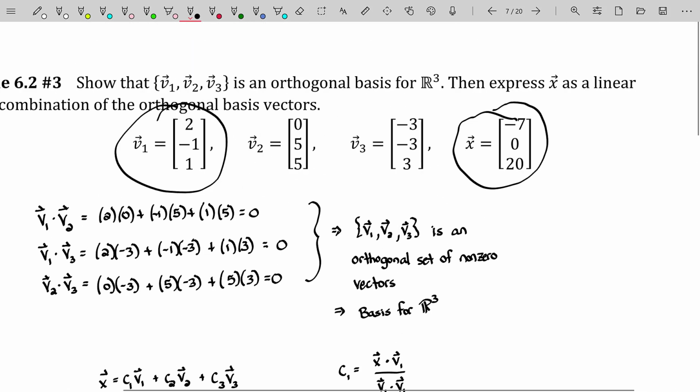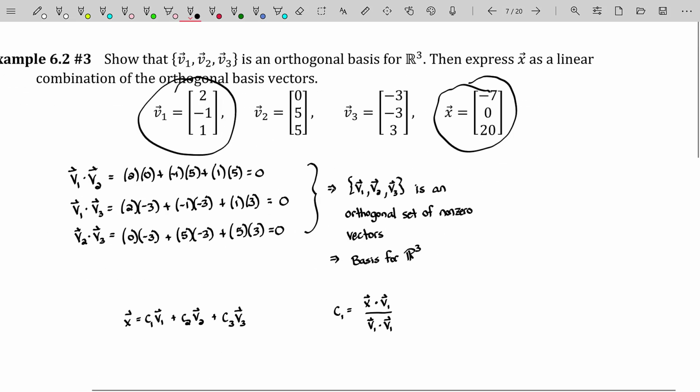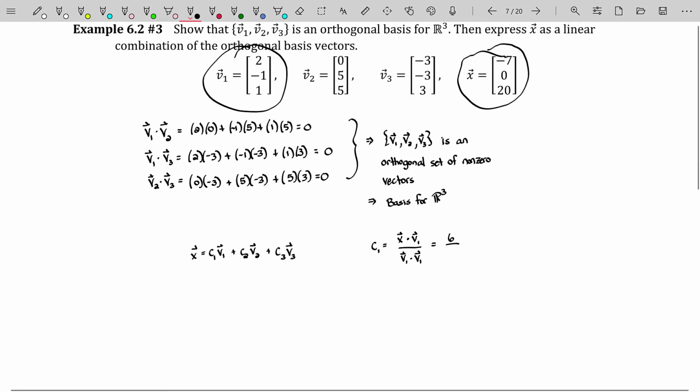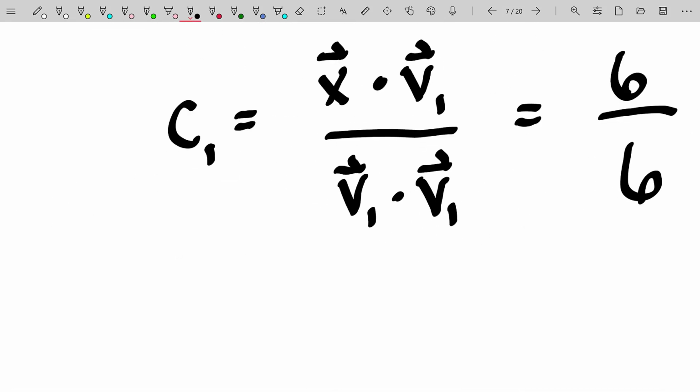So x dotted with v1 will be negative 14 plus 0 plus 20, which is 6. And v1 dotted with itself is 4 plus 1 plus 1, which is 6. Now, I just again want to convince you of how awesome this is. The fact that we have an orthogonal basis allows us to use a formula very quickly to find out what the solution to our system is.